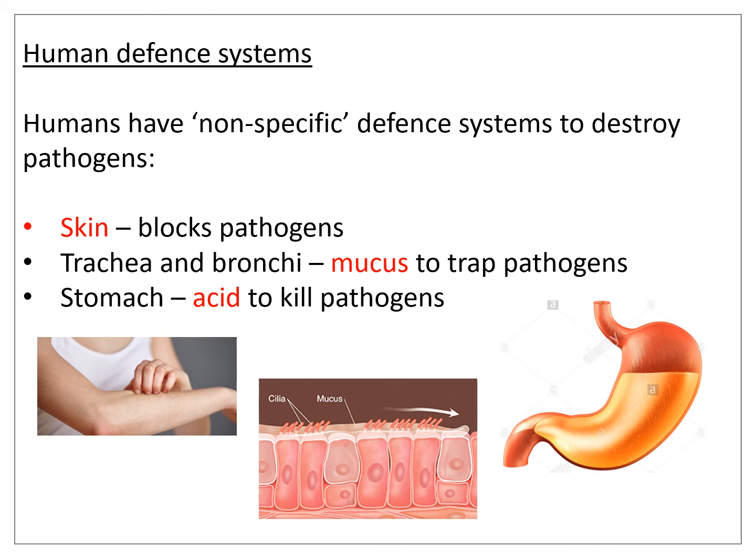The human defence system. Humans have a non-specific defence system to destroy pathogens, or to prevent pathogens from entering the body. The skin is the largest physical barrier. It blocks pathogens from getting to where they want to go, which is inside your body. In your respiratory tract, so the trachea and the bronchi, there is mucus to trap pathogens. In the stomach, there is acid, and a common misconception is that this acid helps to digest food. It does not. It is only there to kill pathogens.